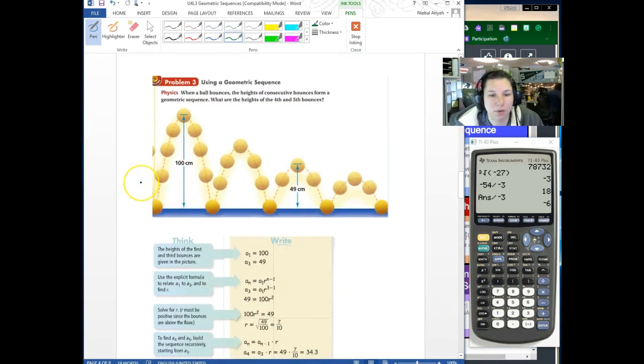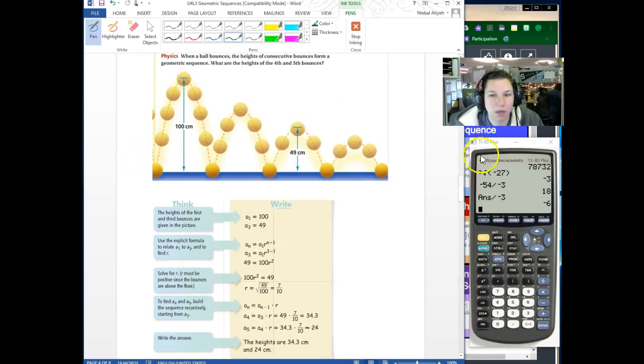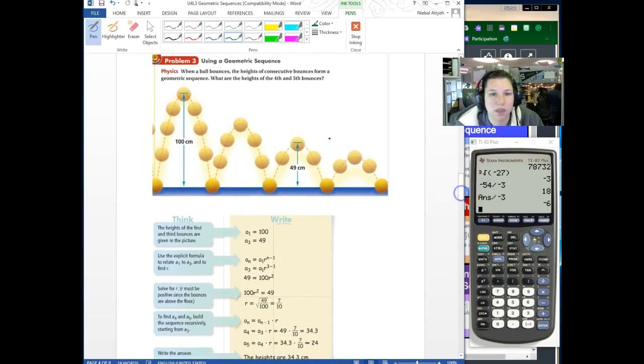All right, now you are going to see a question like this bouncing ball problem on your assessments. It says when a ball bounces, the heights of consecutive bounces form a geometric sequence. Okay, what are the heights of the fourth and fifth bounces? So we start with a1, it's 100, and this is the second bounce, this is the third one. Here's the fourth, and they're going to want us to find the fifth as well. So it's in the context of a word problem, but it's the same math we just did.